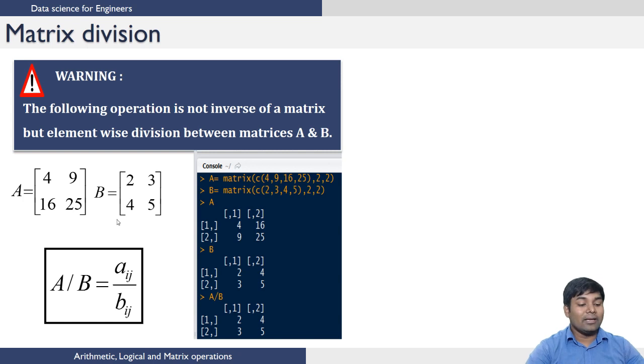Now let us look at matrix division. Let's say you have two matrices A and B, which are 4, 9, 16, 25 and 2, 3, 4, 5 respectively. Now if I do A by B, what it does is element wise division, but not the inverse of a matrix. So you have created matrix A, matrix B, and then if you do A by B, you will see that 4 by 2 is 2, 9 by 3 is 3, 16 by 4 is 4. When you do A by B, it will perform an element wise division, but not the inverse of a matrix.